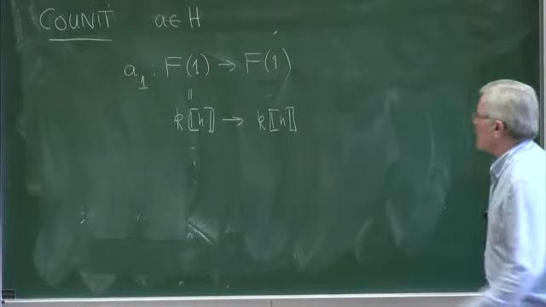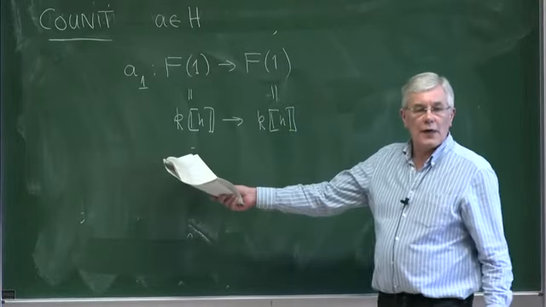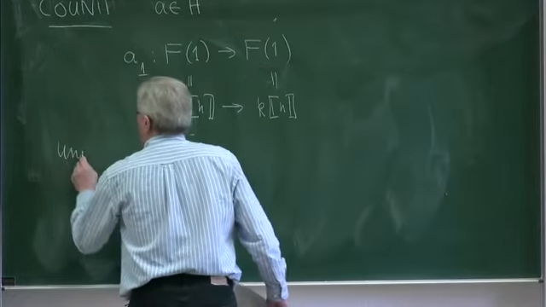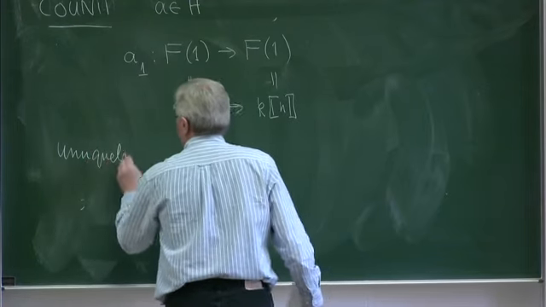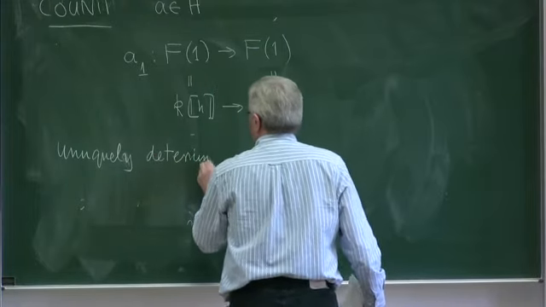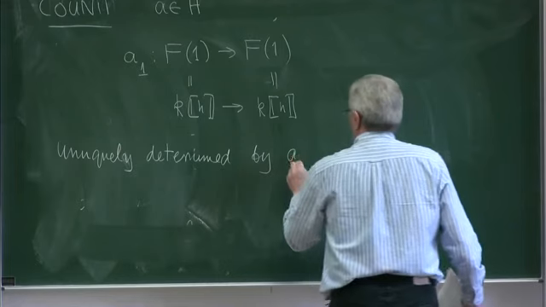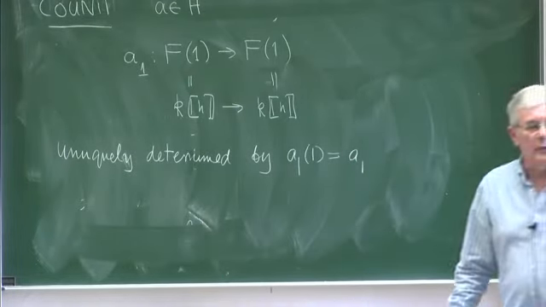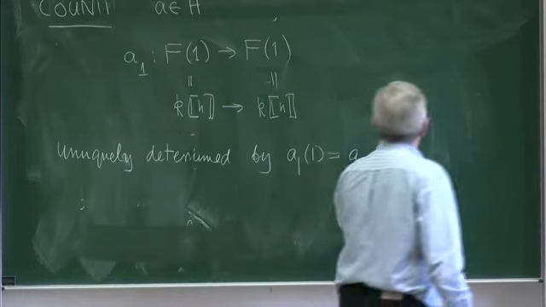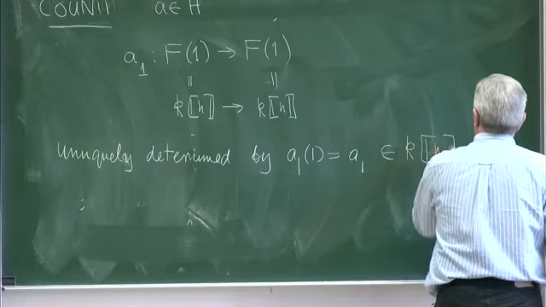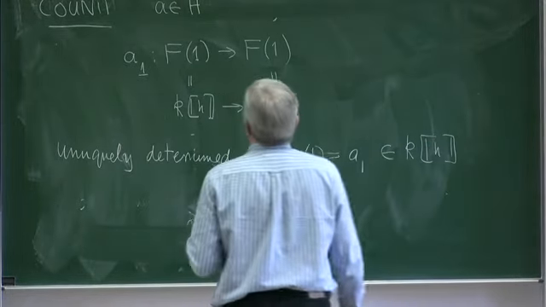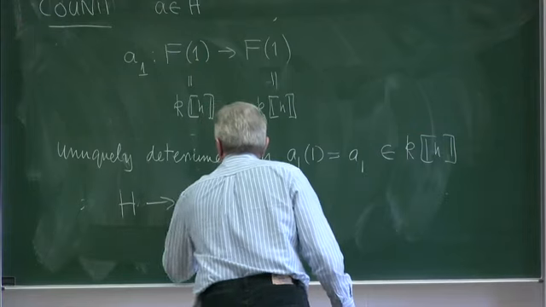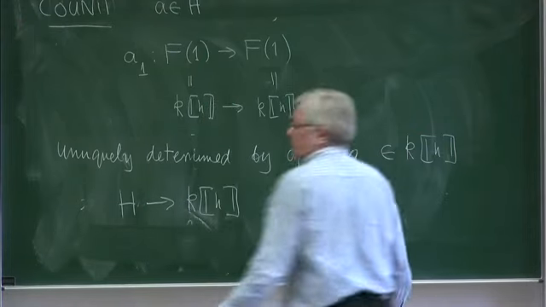But this thing is uniquely determined by what the unit goes to. So that gives me an element of k of h. So this is uniquely determined by A1 of 1, which I'll tautologically call A1. It's uniquely determined by what the unit goes to, and this thing is an element in k of h. So this defines the co-unit from h into k. That defines the co-unit.